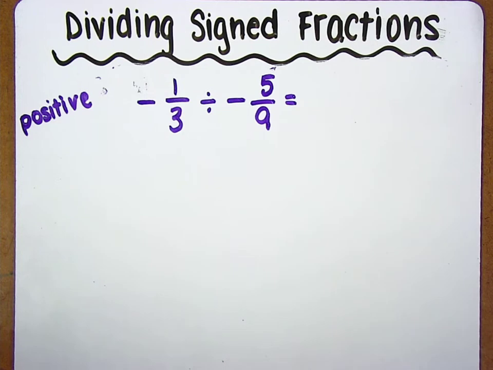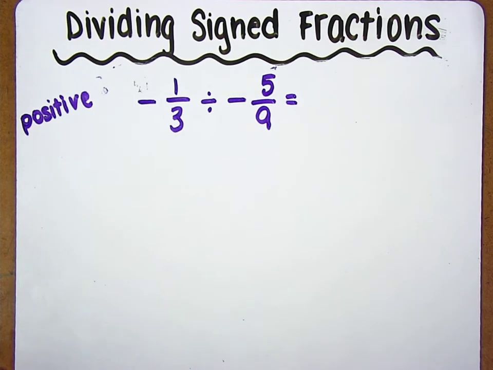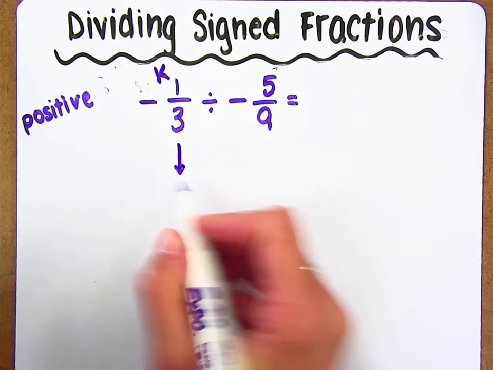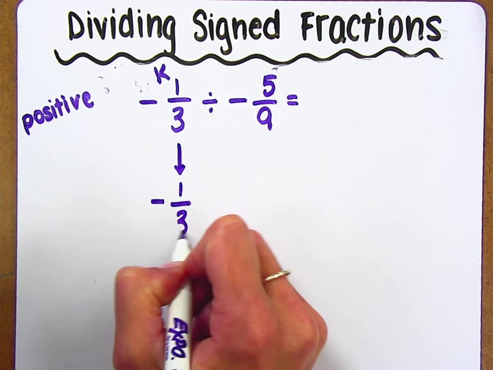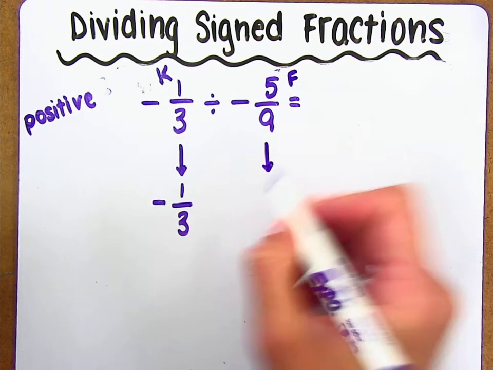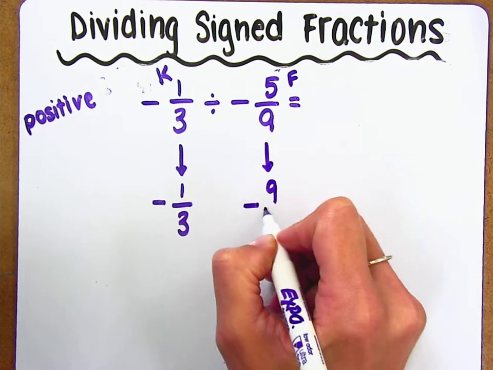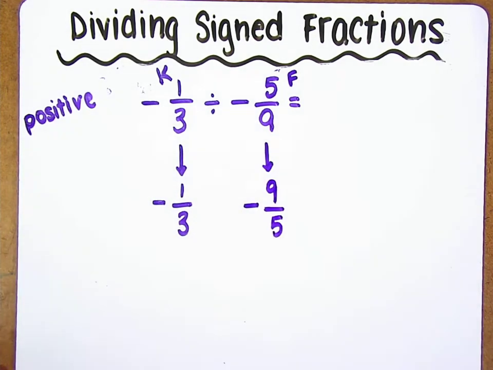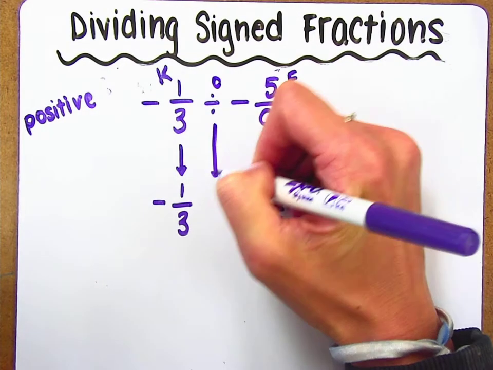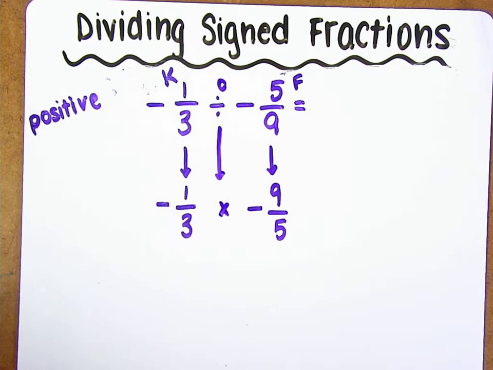When we divide fractions, it's best to remember the acronym KFC or KCF, and no, not Kentucky Fried Chicken, but K standing for keep, which means keep that first fraction the same. F standing for flip, and we're flipping that second fraction or finding its reciprocal. So negative 5/9 becomes negative 9/5. And last but not least, the C, which stands for change, and we're changing that sign to multiplication.